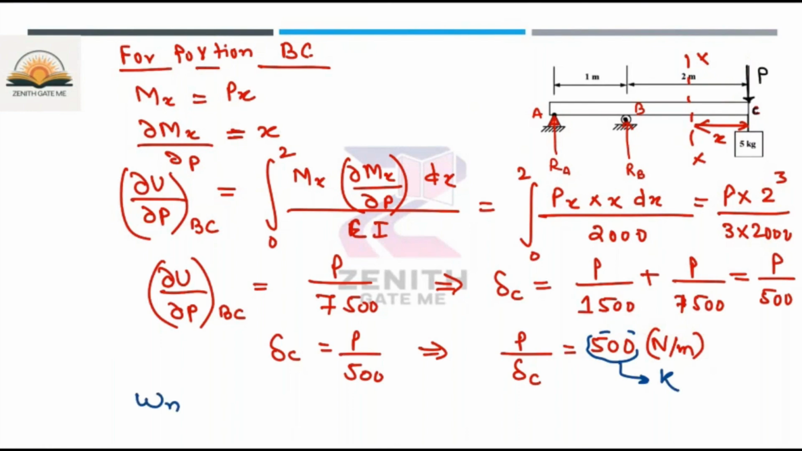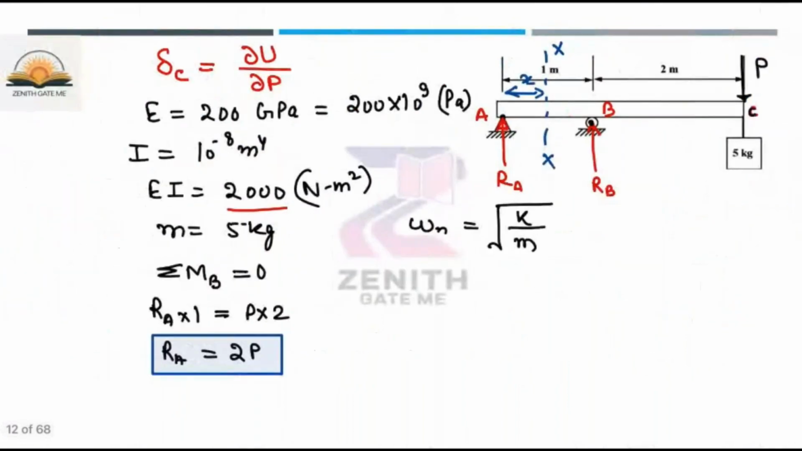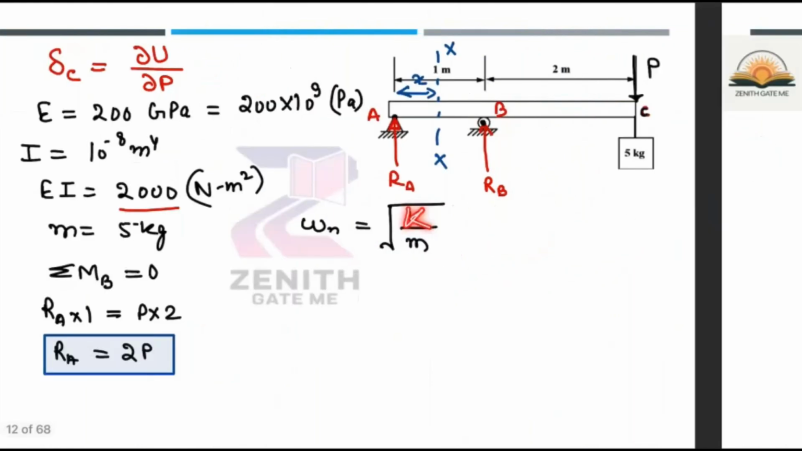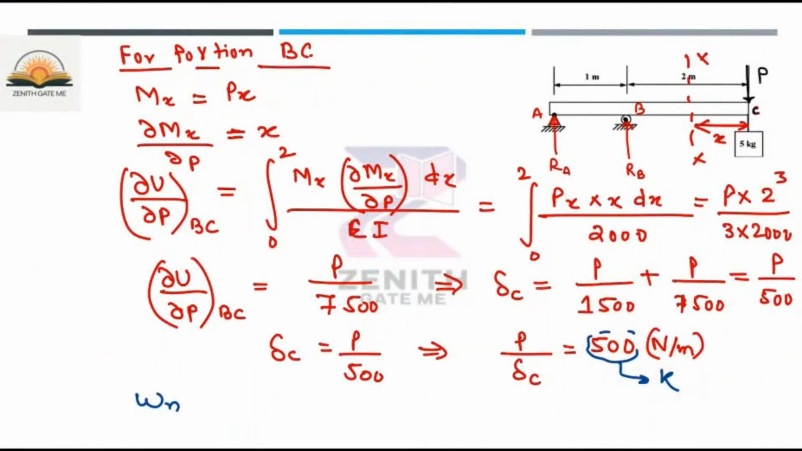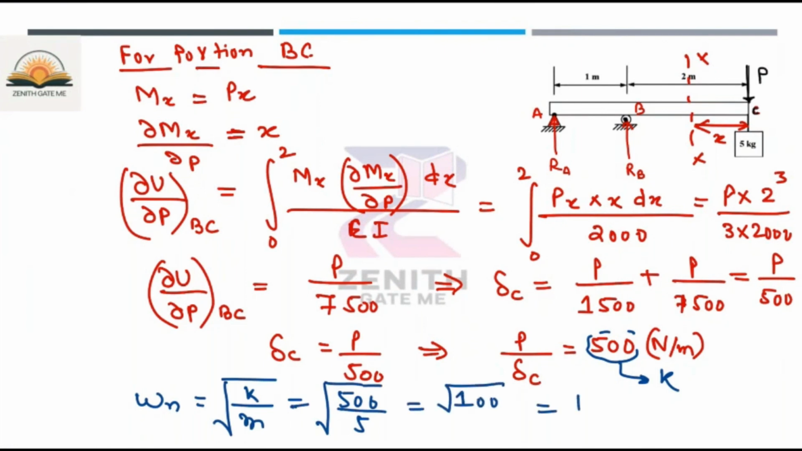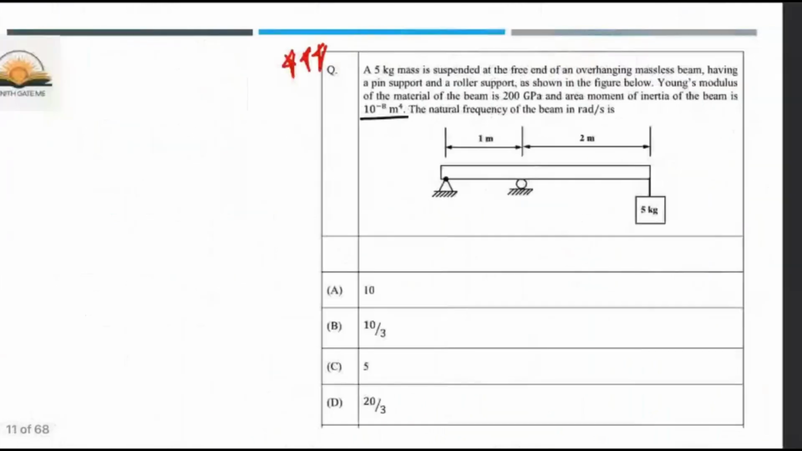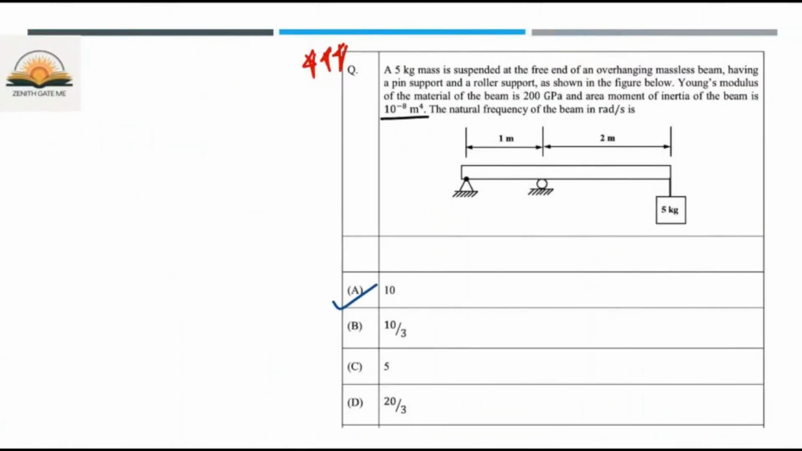Okay, and you know that the natural frequency, I have already told you in the beginning. The natural frequency is nothing but square root of K by M. The mass is already given, which is 5 kg. And the stiffness you have calculated as 500. So what you will get? Square root of K by M. This is nothing but 500 divided by 5, which is 100. So what you will get? 10. Okay. So that means option A is the correct answer. So now you can see here the correct answer for this particular question is option A.